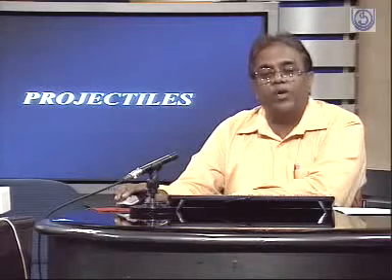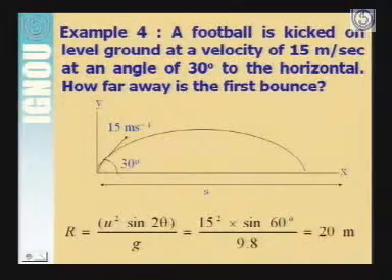Let us discuss one more problem. This is a very interesting problem where we have to calculate the range. A football is kicked on level ground at a velocity of 15 meter per second at an angle of 30 degree to the horizontal. How far away is the first bounce? So here you see from this diagram, the football is kicked from this point and it will come back to this point. So what will be the distance? This distance is of course known as R.